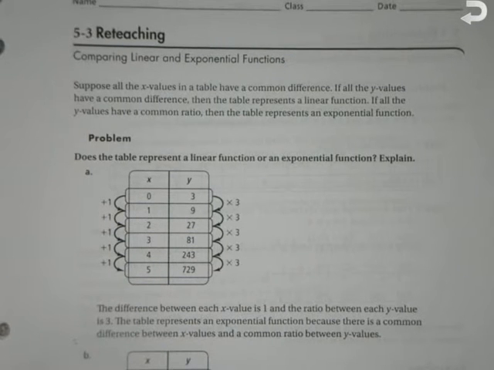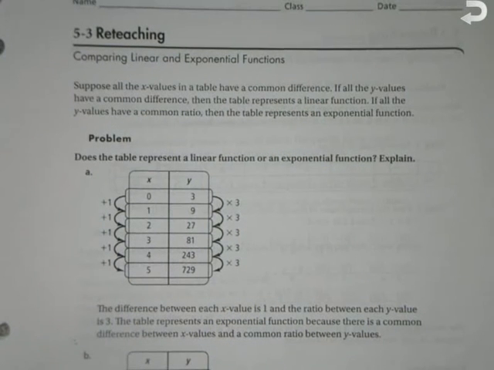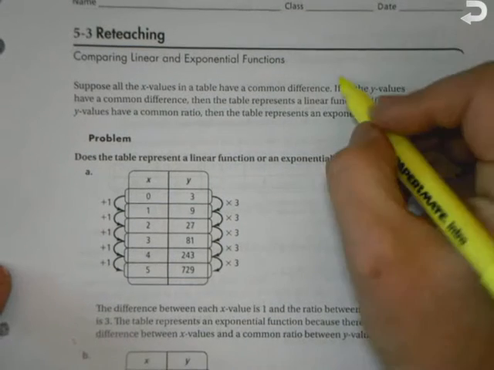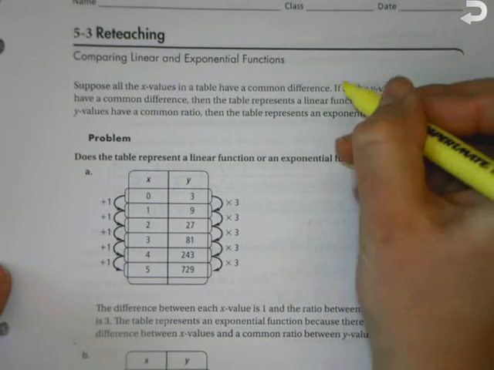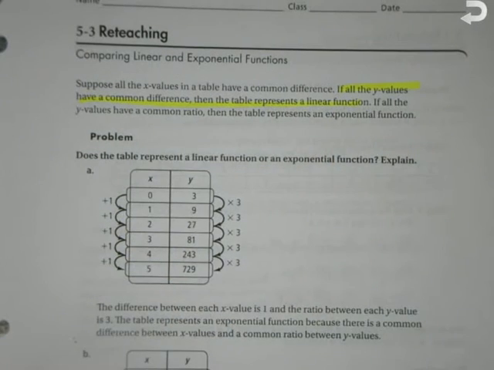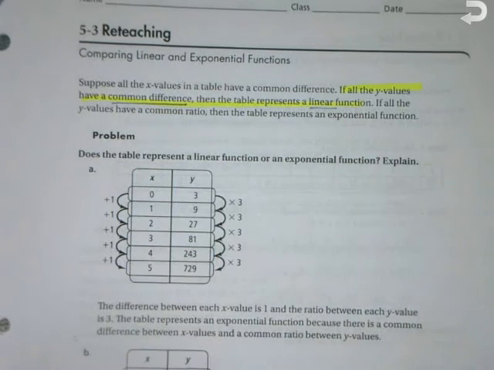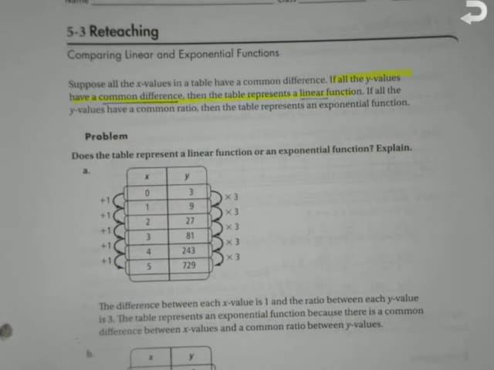With tables, it's a little bit trickier, although we've already talked about it, but I do want you to highlight this. You need all x values in the table to have a common difference, because if our x values are not increasing by the same number every single time, it's not going to be a function at all. It's just going to be all over the place. But if all of the y values have a common difference, then the table represents a linear function. So common difference is linear, which we talked about in the previous notes, right? If you're adding the same number every time, it's linear.